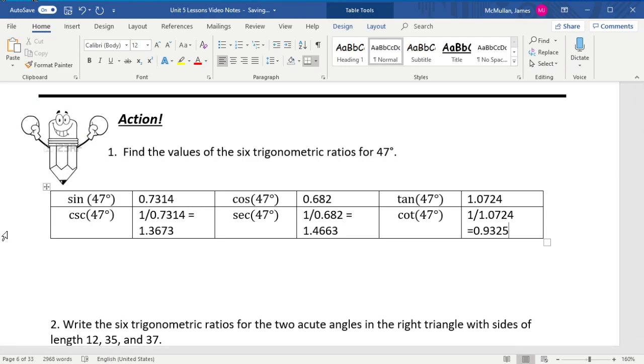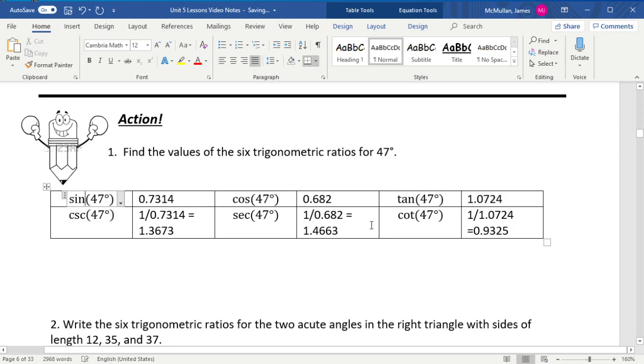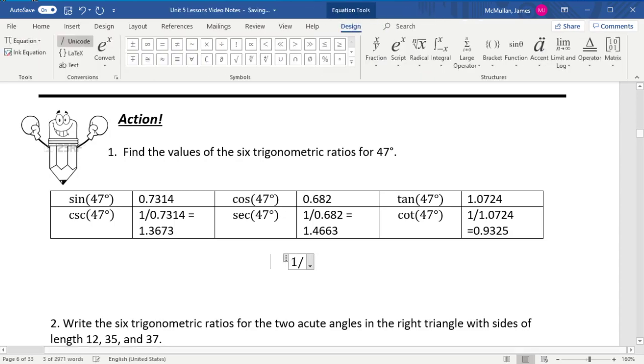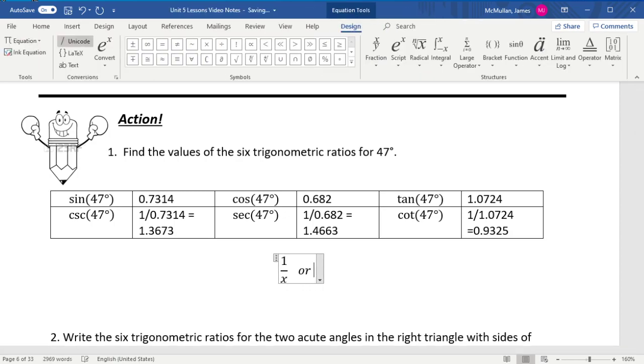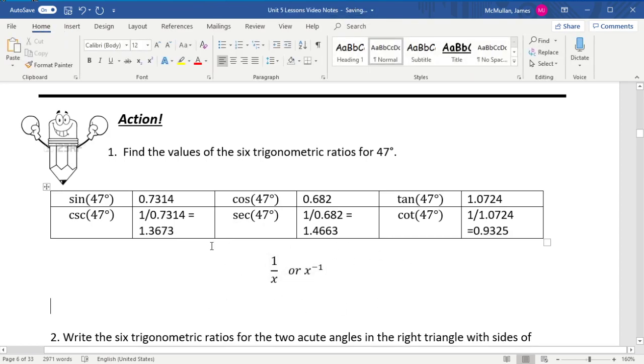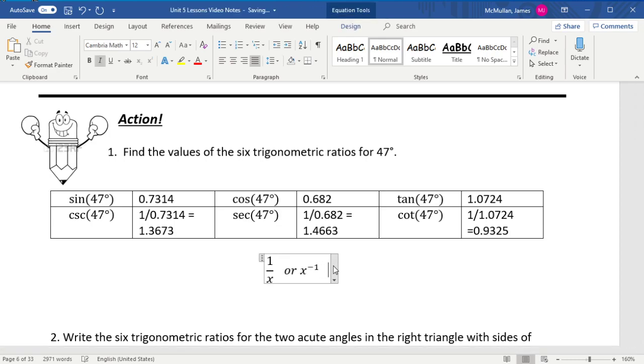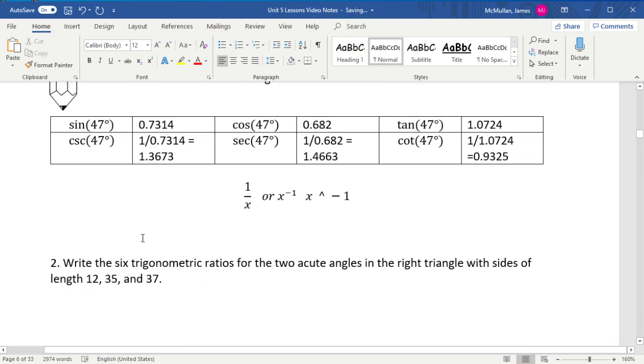Okay, so that's it. Just find the 6 trig ratios. All you're doing is getting the 3 basic ones, sine, cos, and tan, and then just flipping them over by pressing your reciprocal button. You may have a button on your calculator that looks like that, or you may have a button on your calculator that looks like that. Those are your reciprocal buttons. If you don't have either of those buttons, then you do x to the power of -1, and that would work as well.